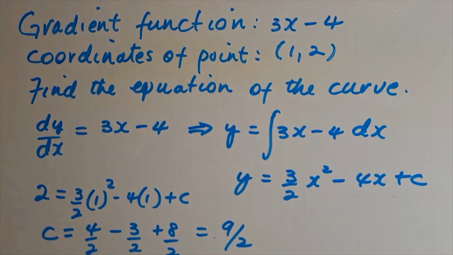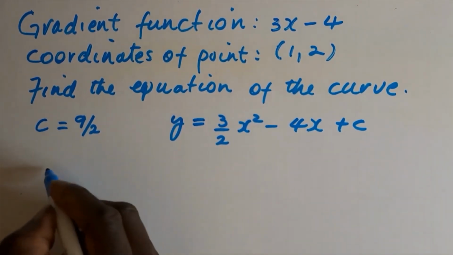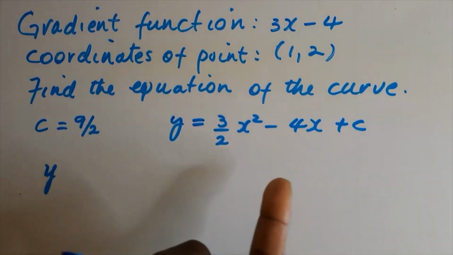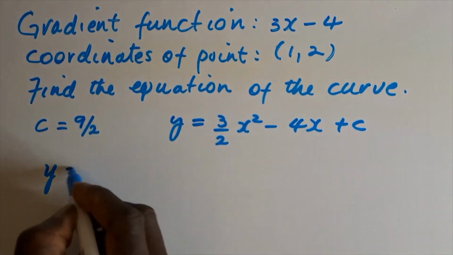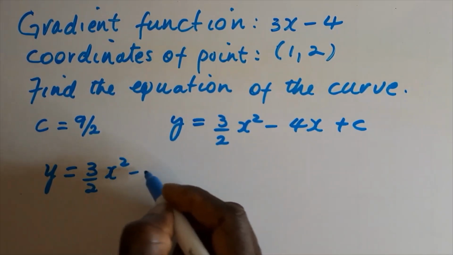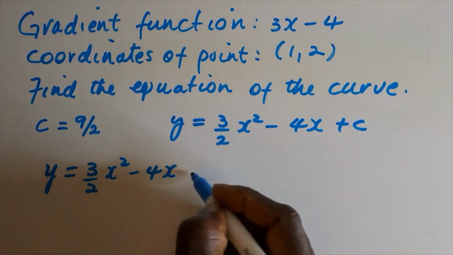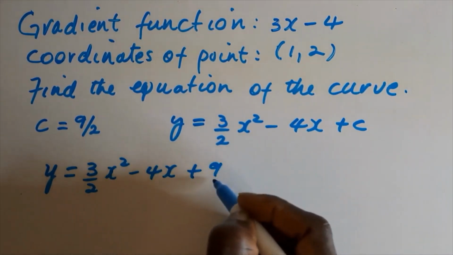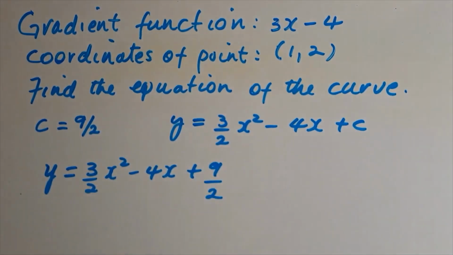And now we could go ahead and find the equation of the curve. So our equation of the curve is, we substitute for c in this equation. We have y equals 3 over 2 x squared minus 4x add 9 over 2. So this is in standard form.